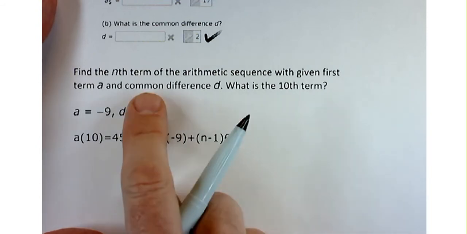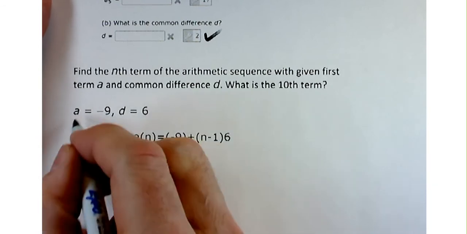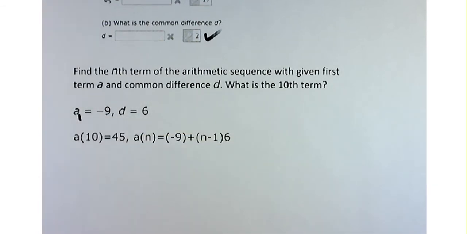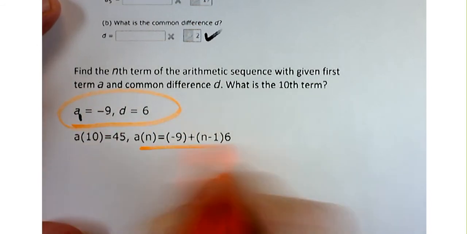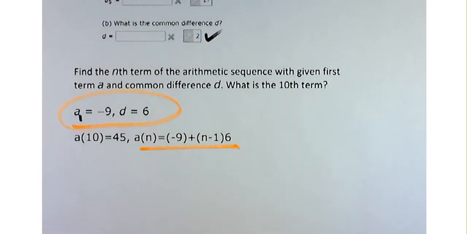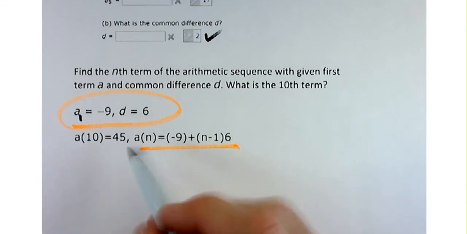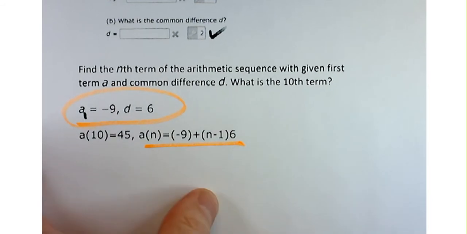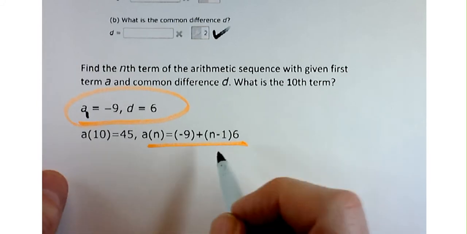So in this particular problem, they gave you a sub 1 is -9 and d is 6. So this is what's given. That makes a sub n this. And if you want the 10th term, just plug in a 10 here and get the 10th term is 45. Right, that doesn't look right. Oh yeah, that would be right.